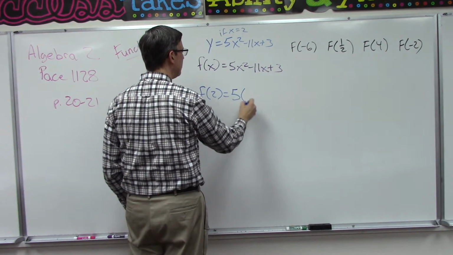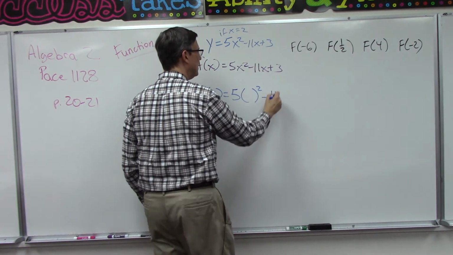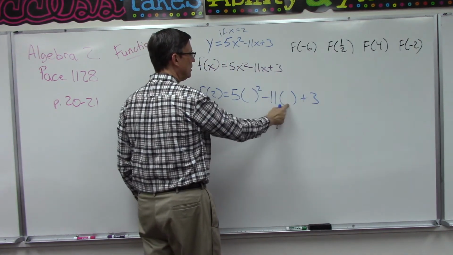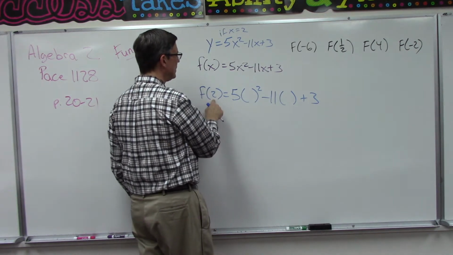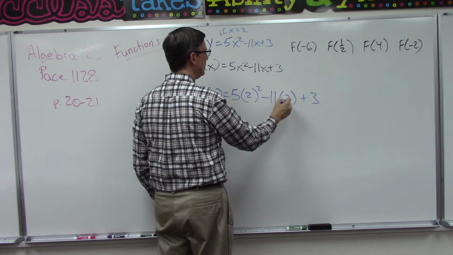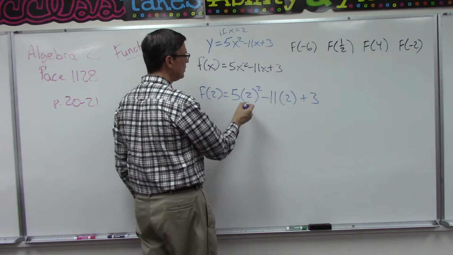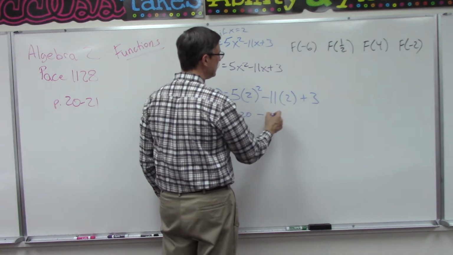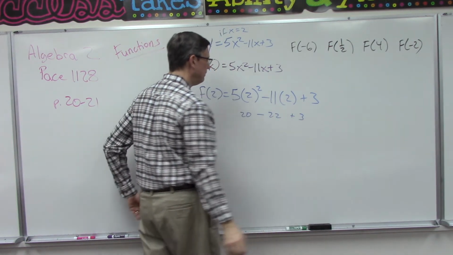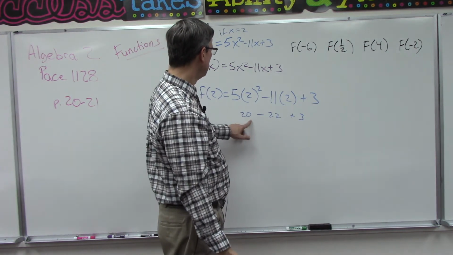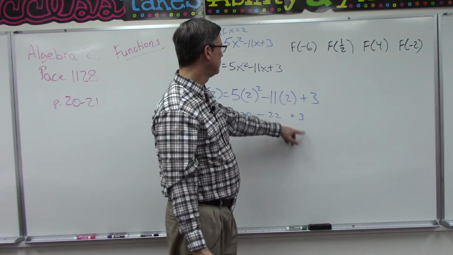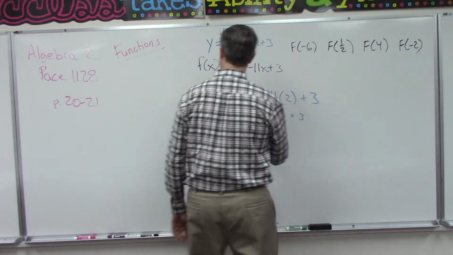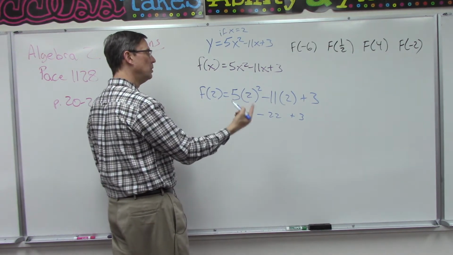So it's like we're saying 5, then we have this template, 11. Every place we had an x, I just left an open parenthesis. So we're going to take the number 2 and plug it in here and plug it in here. And then you would just solve this. So 2 squared is 4, 5 times 4 is 20, 11 times 2 is 22, add 3. So 20 minus 22 would be negative 2, negative 2 plus 3 would be 1. So we could say that this whole answer, f of 2, equals 1.